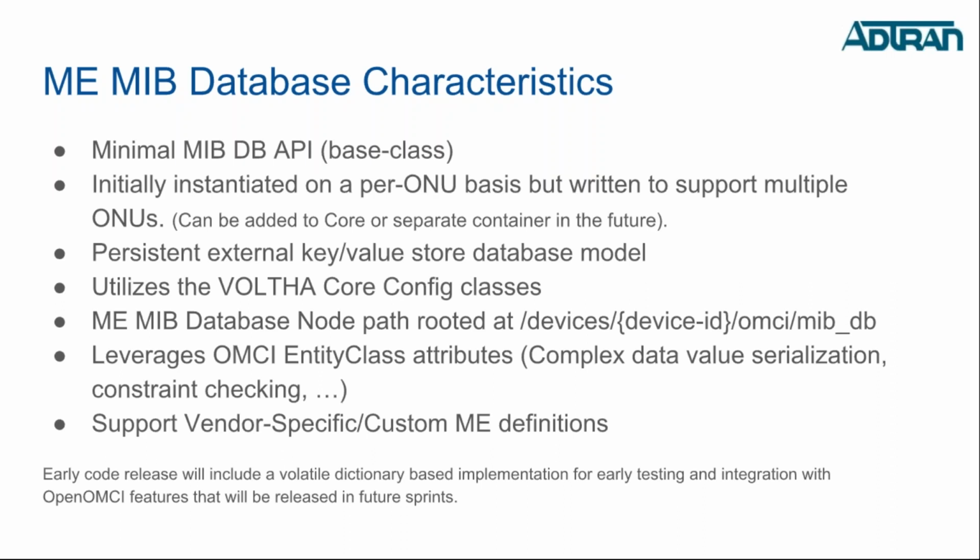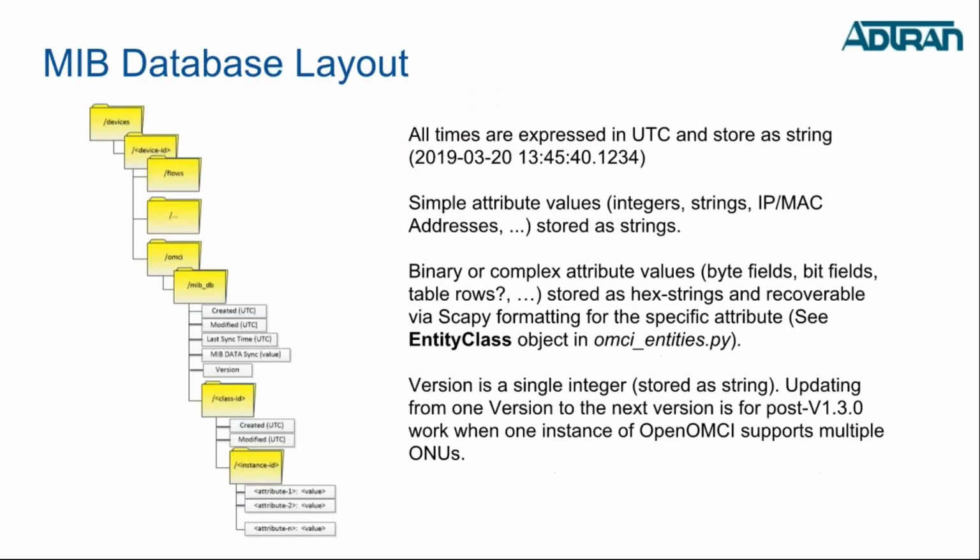The other part is to make use of the OpenOMCI entity class attributes so that some of the complex data, the bit fields, large arrays are serialized by making use of the existing SCAPE formatting. And also to support vendor specific custom ME definitions, because during MIB upload we want to be able to support class IDs that are vendor specific, because they will be discovered during the MIB upload process. So this is basically the base layout that I have for the MIB database.